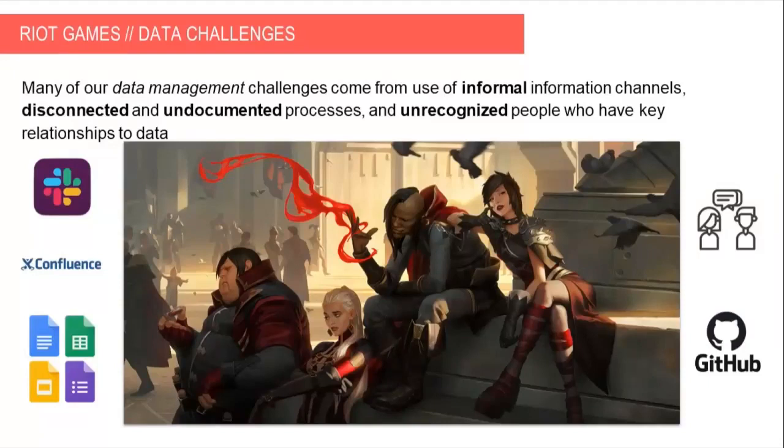So how many of you, for example, have ever found a Confluence page or a Google Doc that was a data dictionary, and the last time it was updated was 2 years ago or 6 months ago? How many of you have recently seen a question asked about some of your data, where you know the answer has been given before, probably in a Slack thread or an email thread, and you know it's out there, you just don't know exactly where it's buried? These are the kinds of problems we have with our data management.